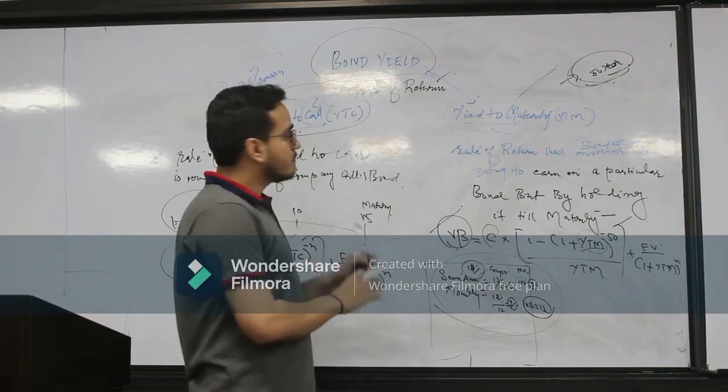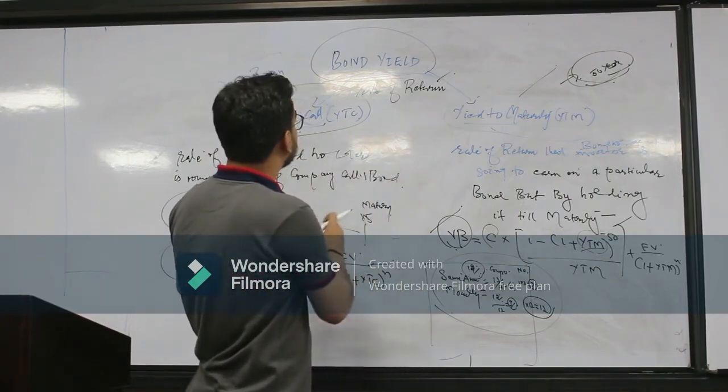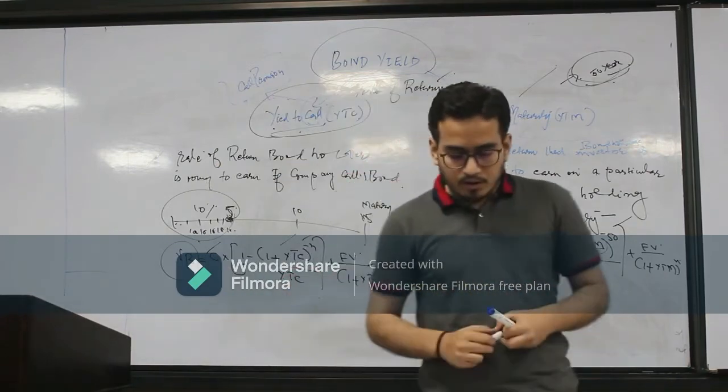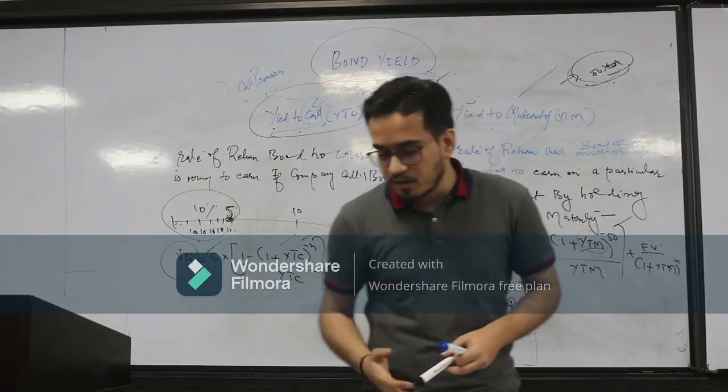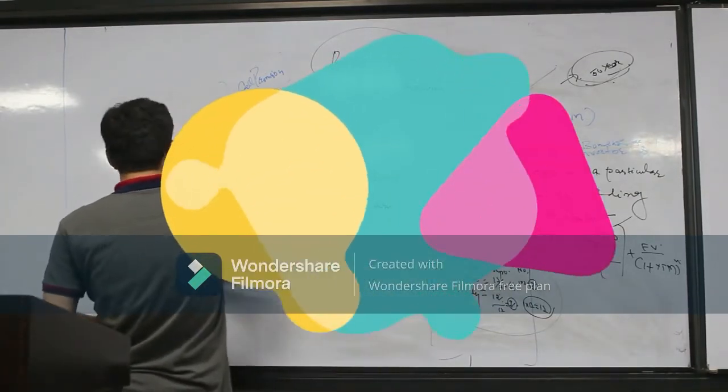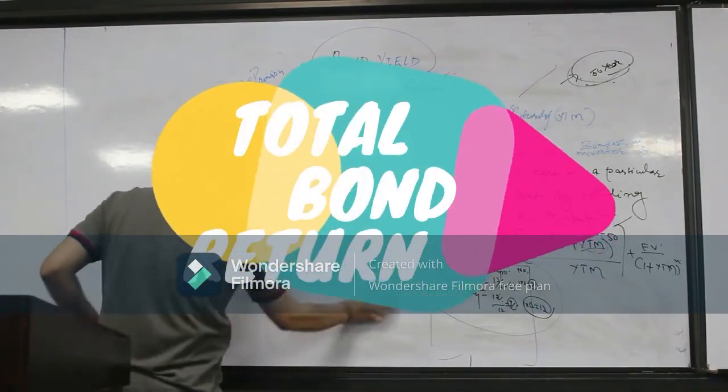There are two types of yield: yield to call and yield to maturity. Now another important concept is the total rate of return of a bond. How can we find the total rate of return of the bond?